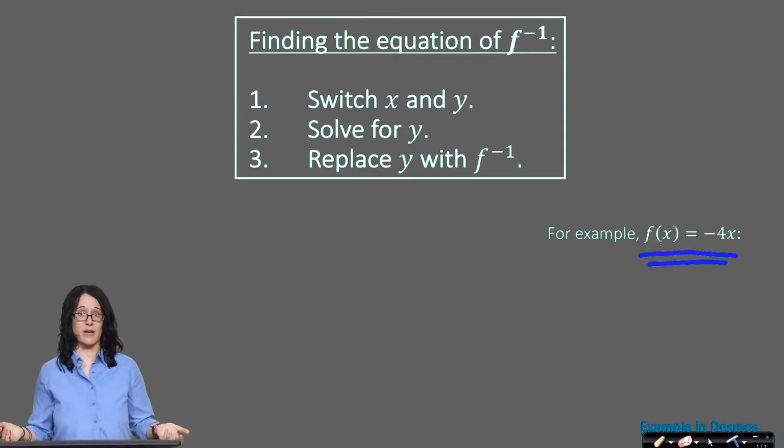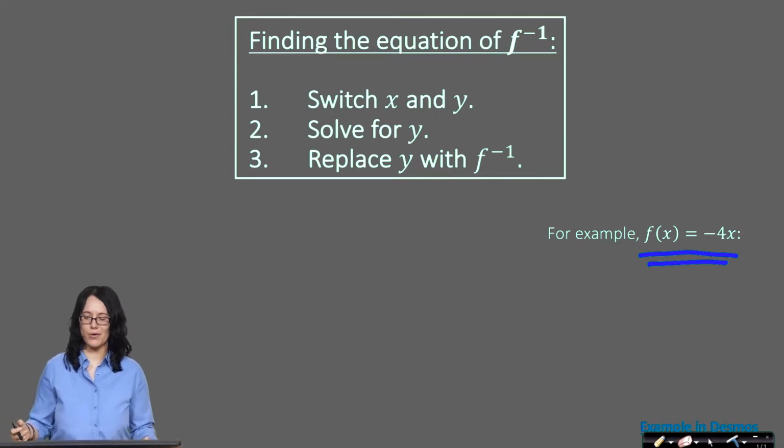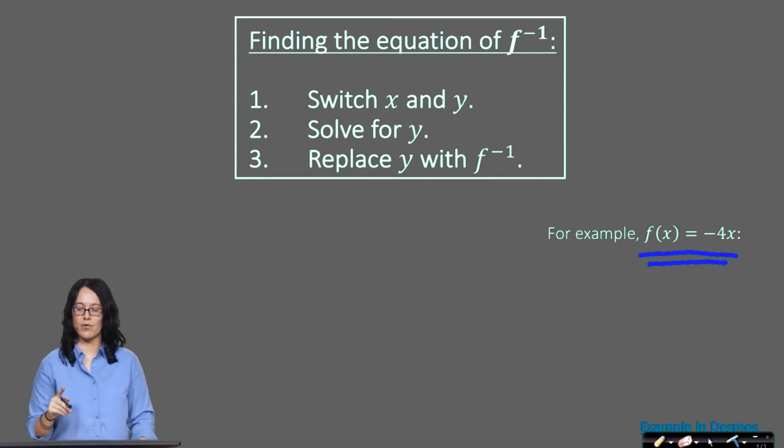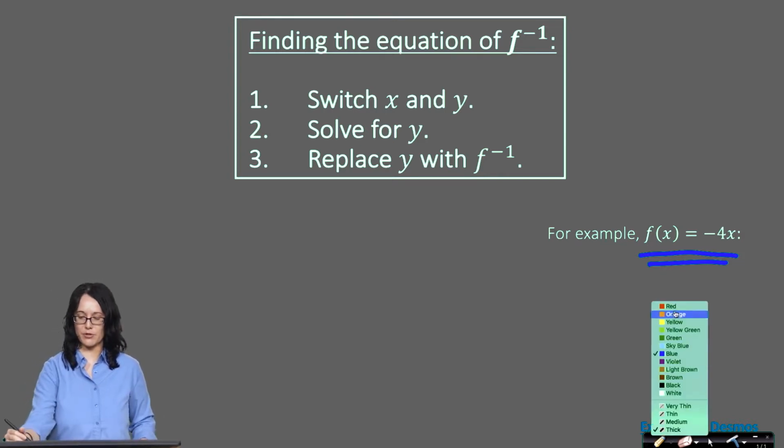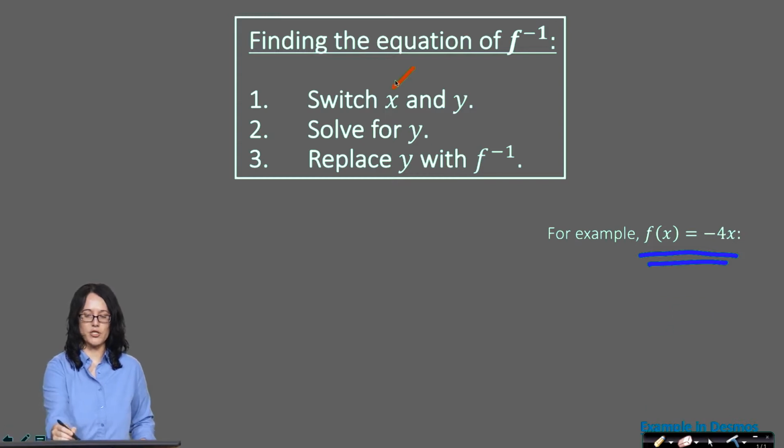Well, you would have to divide by negative 4, wouldn't you? And that would really be the same as multiplying by negative 1/4. So I bet negative 1/4 x is my inverse. But let's verify that with our step-by-step approach. Step 1, switch x and y.